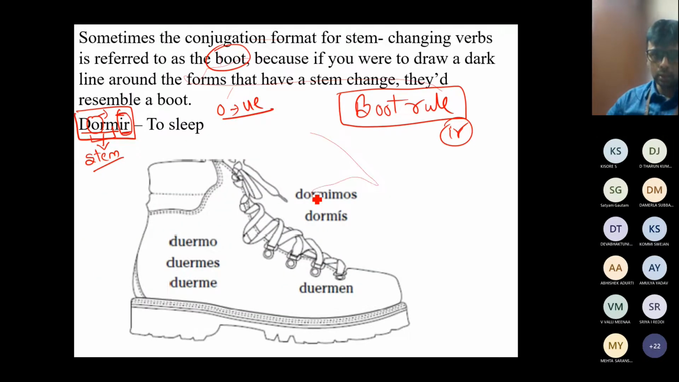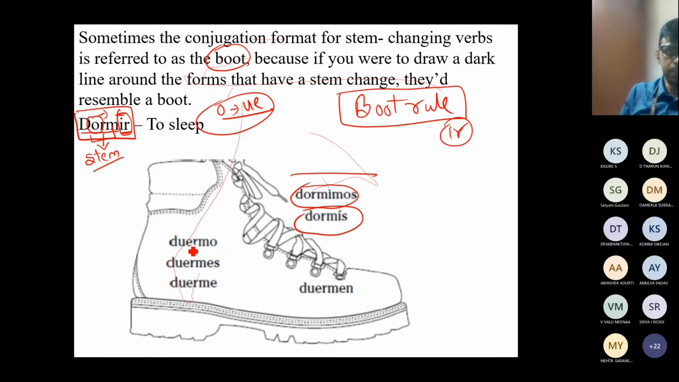So here you have this nosotros form and the vosotros form. Okay, we will come to that later. First of all, let us see the other forms. So as I told, O will change to UE. If you see, this has changed to UE in the stem part, and the end part being an IR ending, you have duermo, duermes, duerme, and then duermen.